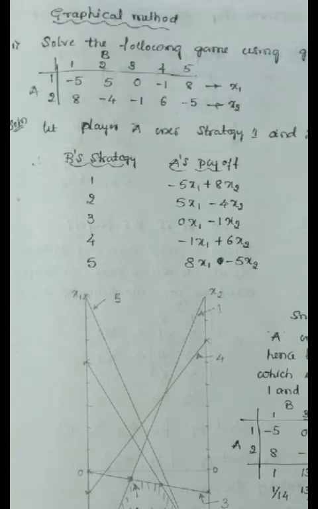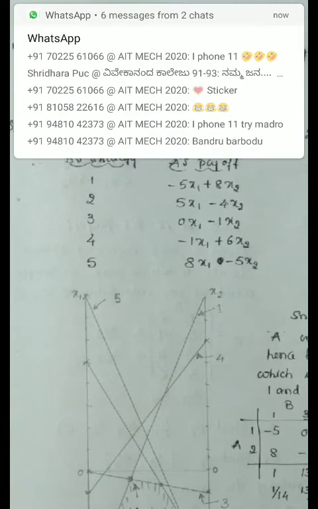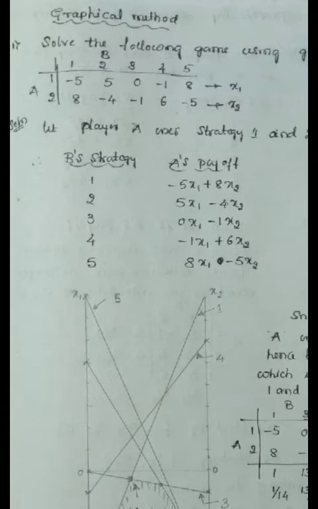Now we should find what is the best combination of strategies for player B. For A it is 1 and 2, only two strategies. Now we should reduce this to 2 cross 2 form. To reduce this to 2 cross 2 form, we apply graphical method. Here we should assume A is having only two strategies, 1 and 2. He should use both 1 and 2.